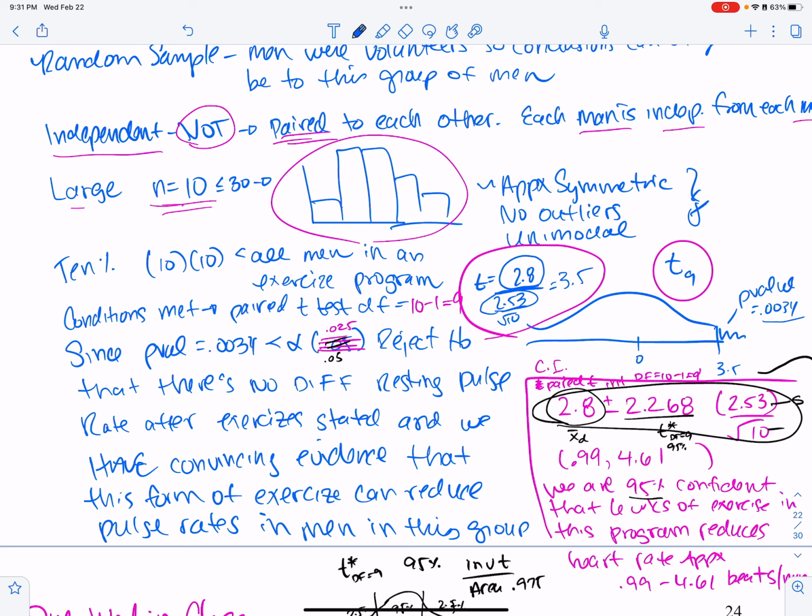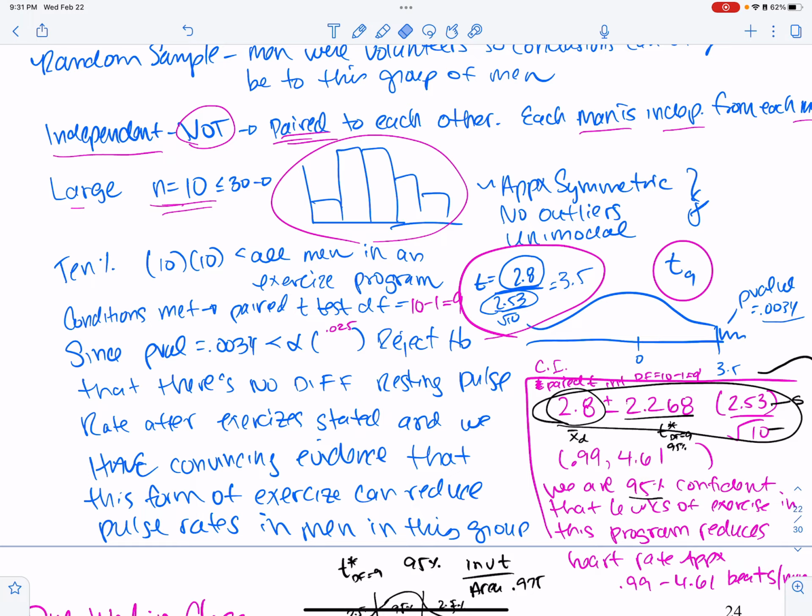Since the p-value is so low, less than alpha, and my alpha I actually used at 0.025, I just chose 0.025 because I'm doing a 95% confidence interval, so that lines up with it. So I'm rejecting the H-naught, because there's no difference of resting pulse rate after the exercise. And we have convincing evidence. We have a lot of convincing evidence because my p-value is really tiny.